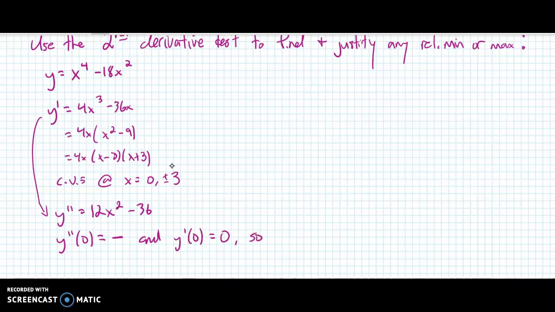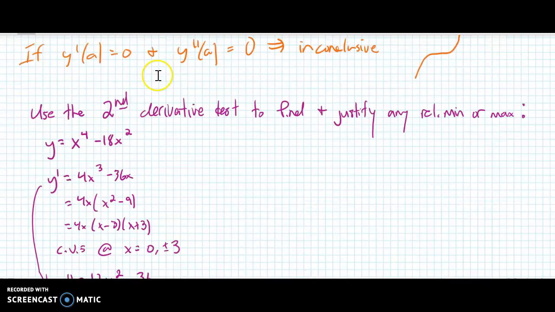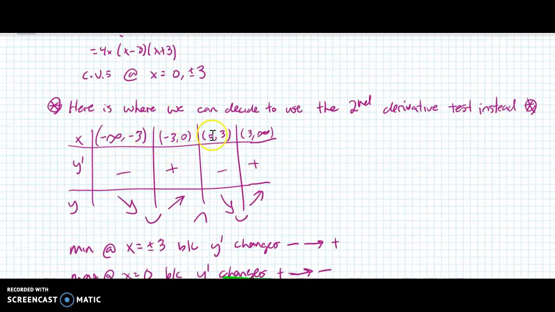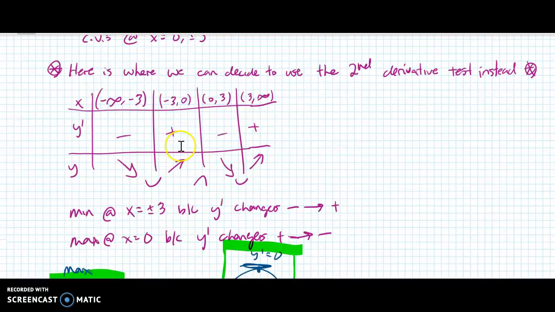So, and I always draw concave down. Y has a max at x equals 0. Does that match up here? It does, right? And you see I didn't have to do all this chart stuff, which can be complicated and annoying, right?